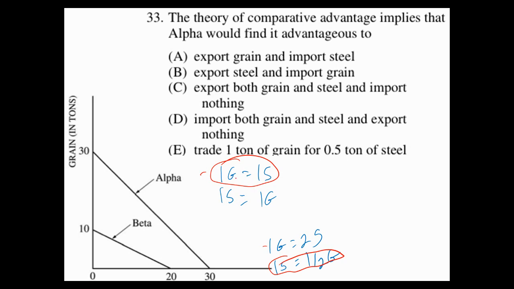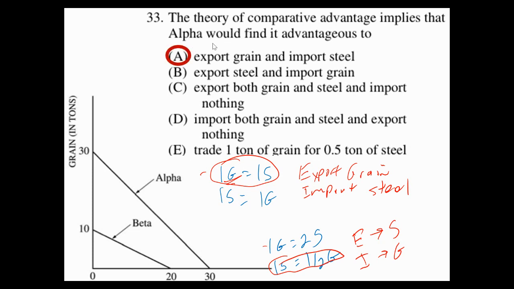Beta is better at making steel. So if alpha's better at making grain, he would export grain and he would import steel. Where beta would be better off exporting, I'm just going to put ES, export steel, and import grain. Now, given that information, we would have to calculate what the answer would be up here. What would be best for alpha? Alpha, we said export grain, import steel, and that's A. Okay.